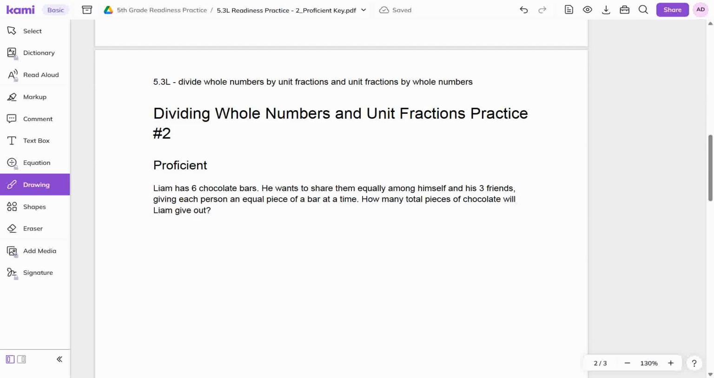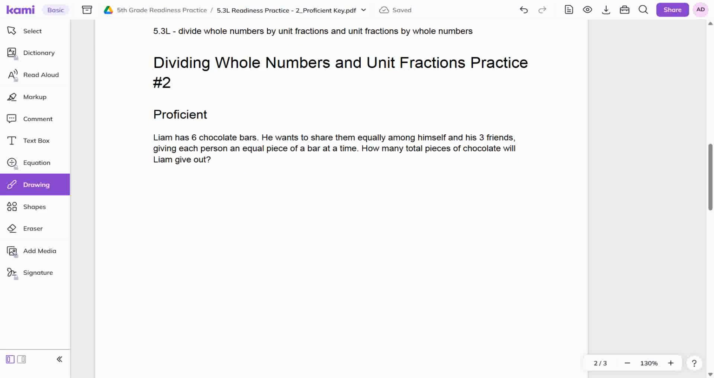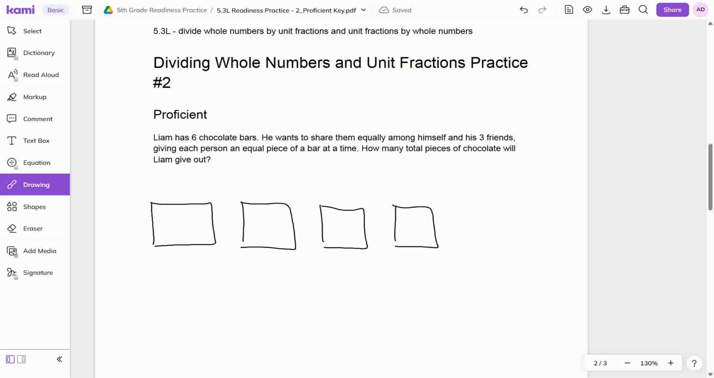For our second problem, we've got Liam. We've got 6 chocolate bars, and he wants to share them equally among himself and 3 friends, giving each person an equal piece. How many total pieces of chocolate will Liam give out? Well, let's see. I'm going to just draw my 6 chocolate bars here. And even though you see the number 3, we should note that there are 4 people here. I've got Liam. He's going to share it amongst himself and his 3 friends.